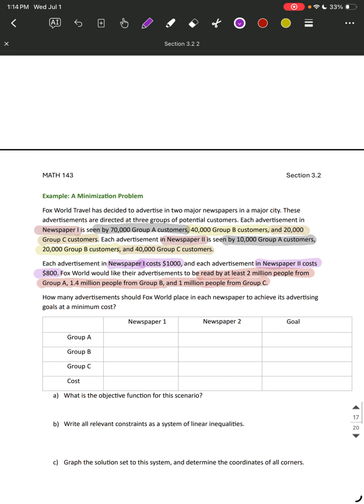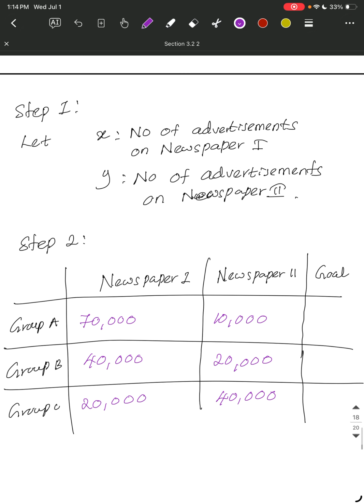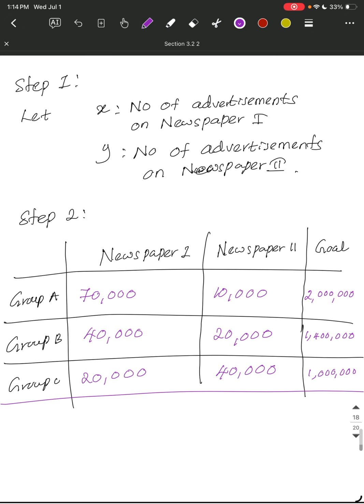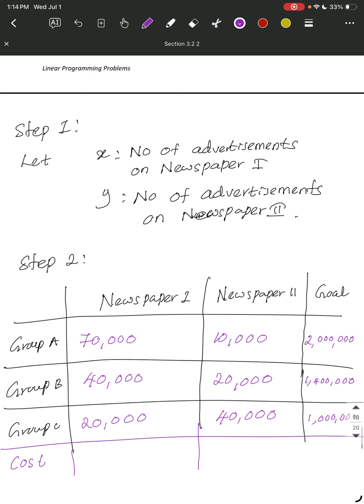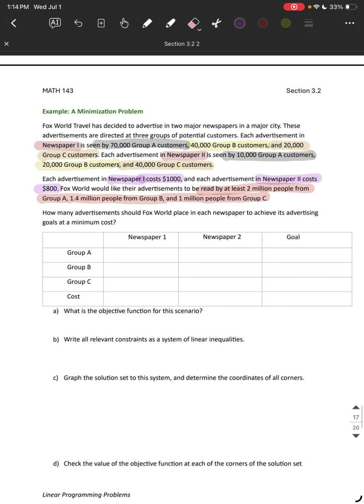And the goal is 2 million for A, 1.4 million for B, 1 million for C, right? Then finally the cost, we want to minimize the cost. For group A, 1,000 for newspaper 1, and 2,000 for newspaper 2.